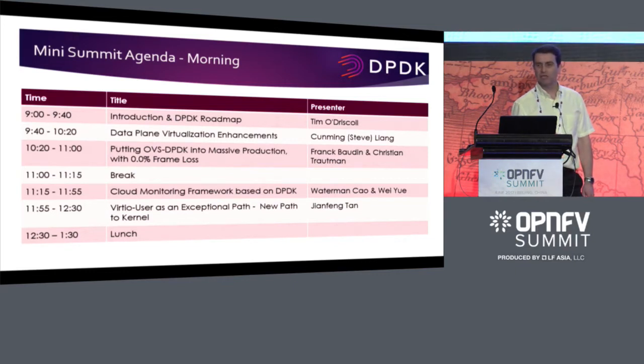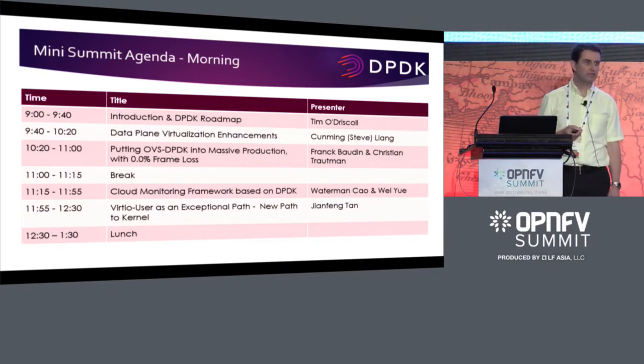So that's the DPDK-enabled version of Open vSwitch. We'll take a break for a while, and then a couple of guys from Huawei are going to talk about a cloud monitoring framework that's built on DPDK. And the last talk we have in the morning session is Jianfeng, who is going to talk about FD.io user as what we call an exception path in DPDK.